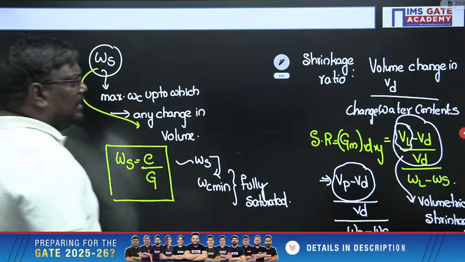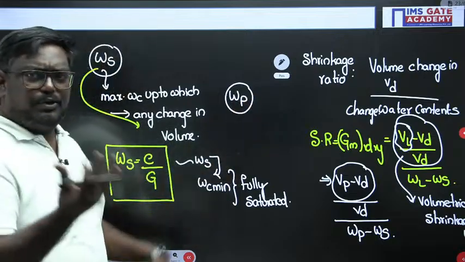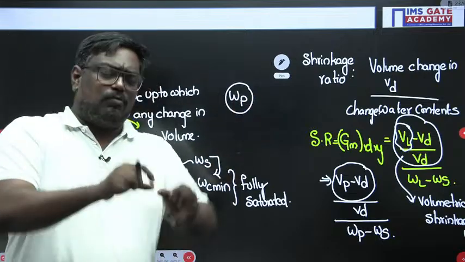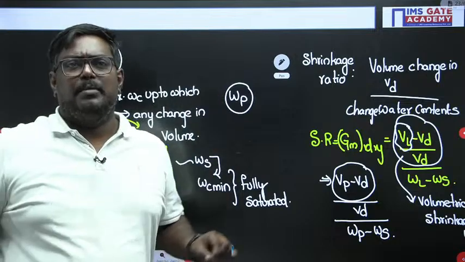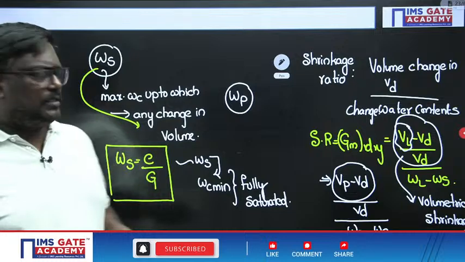Now, similarly, they can ask you what the plastic limit is. If you take a soil sample, add some water and make a rope of 3 mm, it will not break. This is called a thread test. We call this test the thread test.